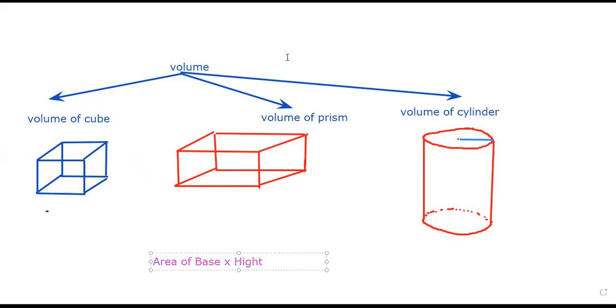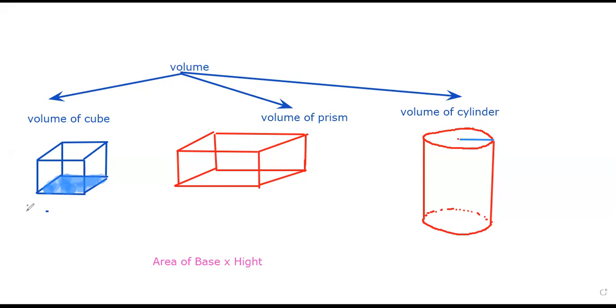Then, if we start with the first figure, which is the cube. What is the shape of the base of the cube? It's a square, right? So if we want to calculate the volume of the cube, we will calculate the area of the square first. The area of the square is side times side because we know that the sides are equal in length.